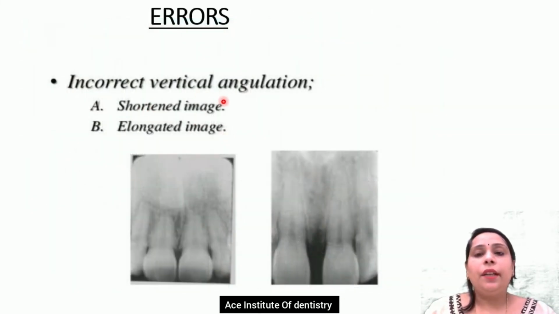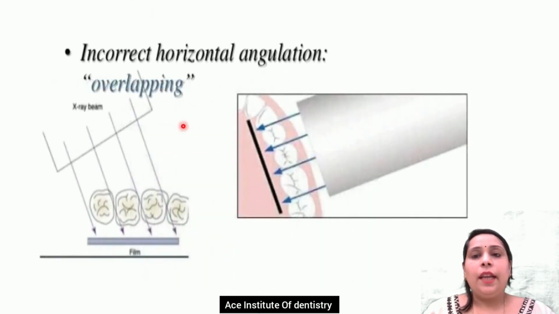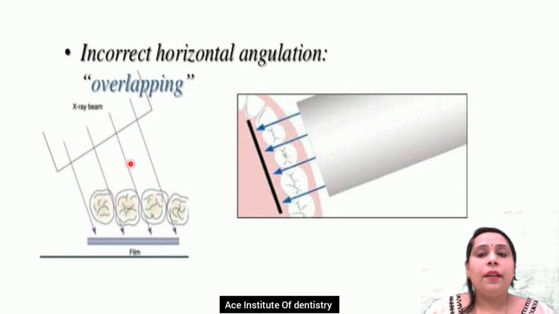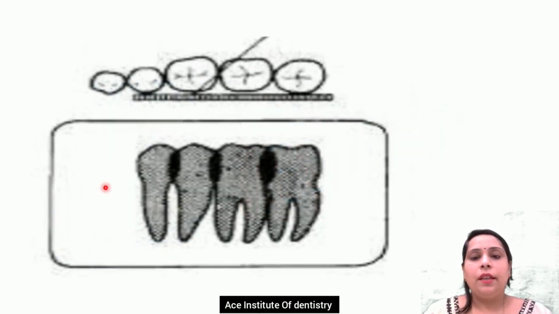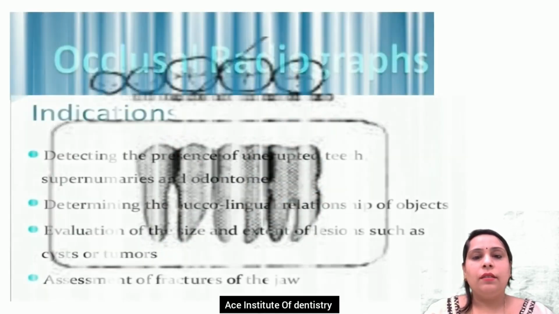Errors. Incorrect vertical angulation. So if the angulation is more, there will be shortening. It's just the opposite: angulation more, shortening. If the angulation is less, elongation. Incorrect horizontal angulation, just now we have seen. If the horizontal angulation is not correct, there is a possibility of getting overlapping. Okay, only for the slob technique we have to give the horizontal angulation of 20 degrees. Otherwise, usually we don't prefer the horizontal angulation. See here, we are getting the overlappings.